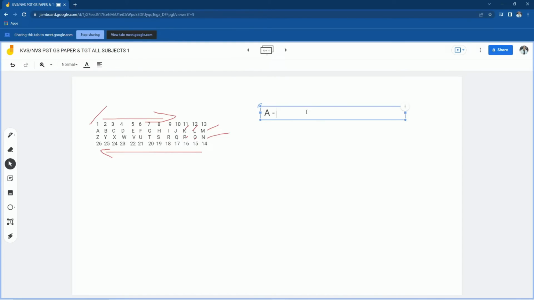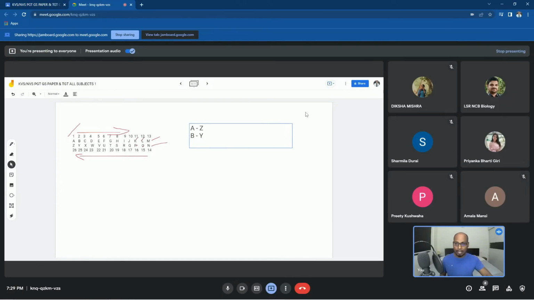What is the opposite letter for A, Priti? Z. Okay. And then what is the opposite letter for B? Y. Write down the remaining letters in your notebook. Others? Rajesh, Priyanka? I'm writing, sir.